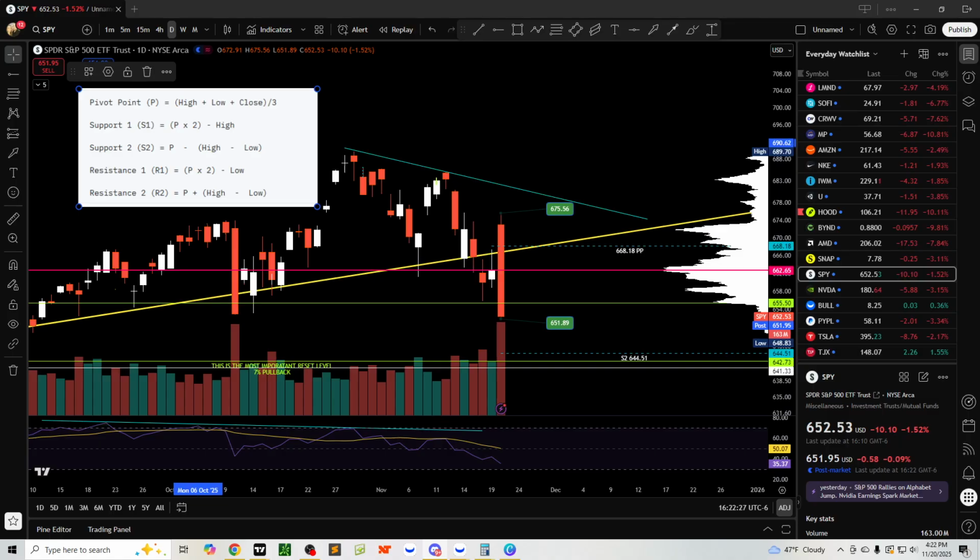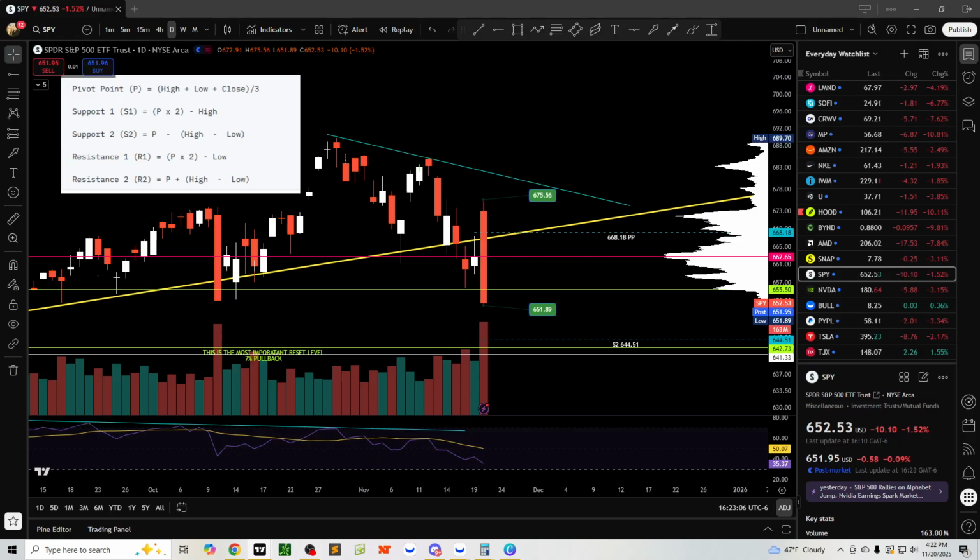Someone tell me what our support 1 is. So our first support is going to be your pivot times 2 minus the high of the day. This is very simple math. So that's going to be support 1. And then of course there's support 2, and there's resistance 1 and resistance 2. So you're going to take your 668.18 pivot point. For support 1, times it by 2, and subtract our high of the day, which is 675.56. What does that give you? That's going to be our first level of support for the day.